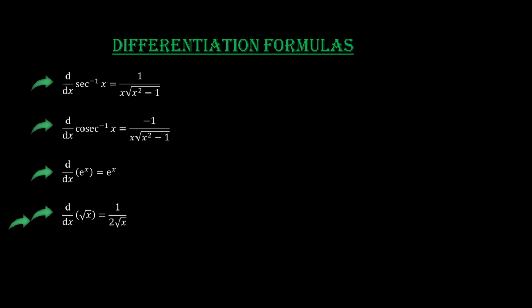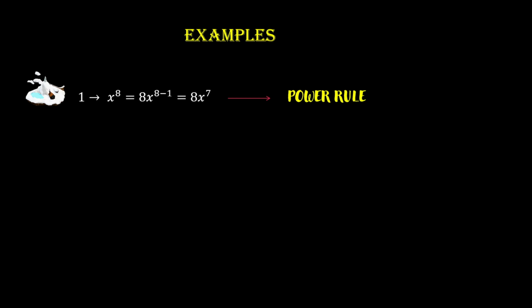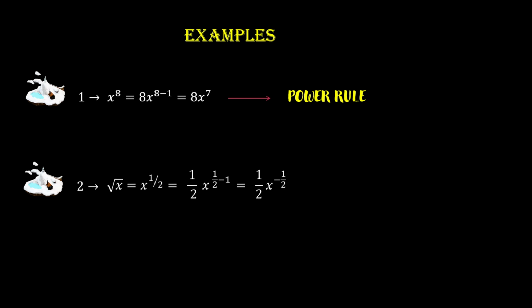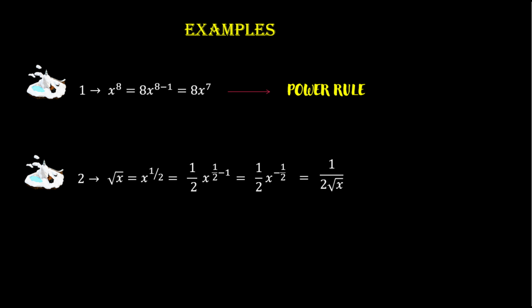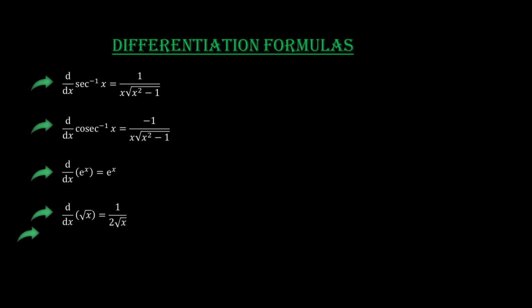And the brief explanation for this is root x can be written as x to the power 1 by 2. And now according to the power rule, it becomes 1 by 2 x to the power 1 by 2 minus 1. And then we get 1 by 2 x to the power minus 1 by 2. And the final answer is 1 by 2 root x, where x to the power minus 1 by 2 is 1 by root x. And coming to the formula, differentiation of x is equal to 1.